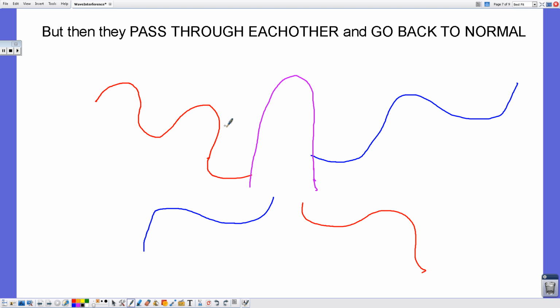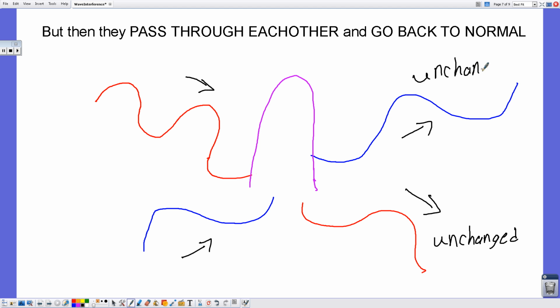So here we have red. It's going this way, and it is unchanged. Here we have blue. It is unchanged. And here, in this one spot, we got purple. We got our super wave right here, also called a rogue wave. Hope I spelled that one right.